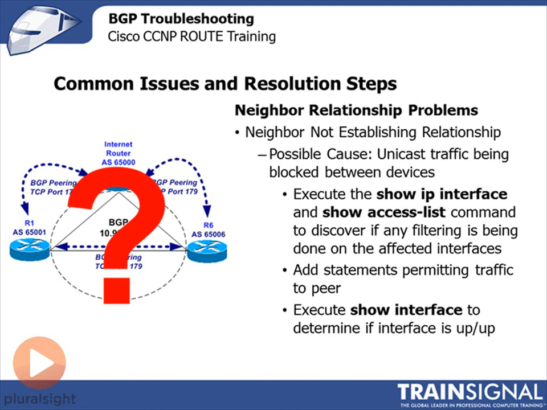Look at all the access lists, see if anything is being applied on the interface facing that particular neighbor, and if there is, either alter the access list to allow the traffic, or you may have to delete it altogether. But once you've done that, make sure the statements for peering are correct, and then obviously make sure your interface is up. But unicast traffic being blocked can indeed be a cause for neighbor relationships not forming in BGP.